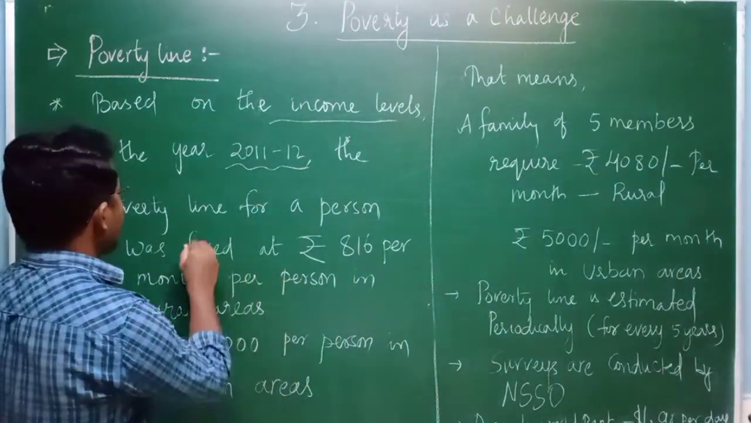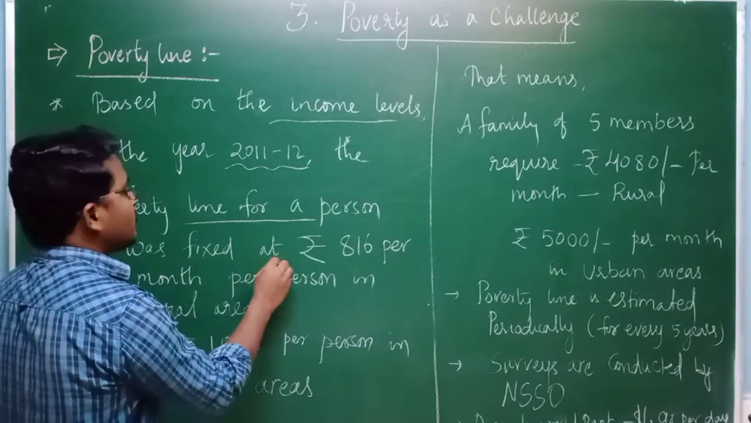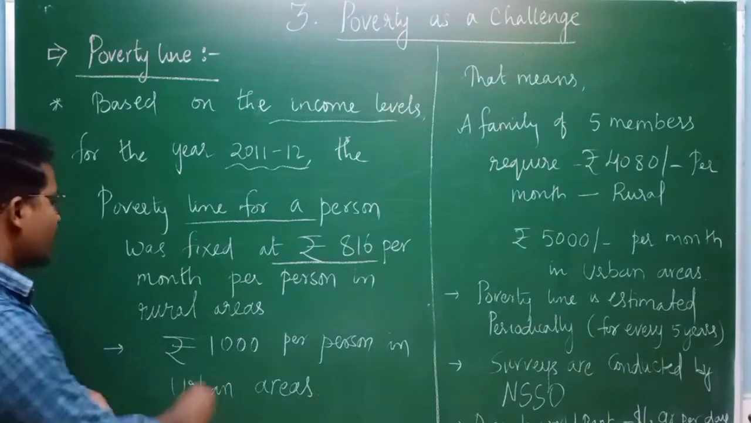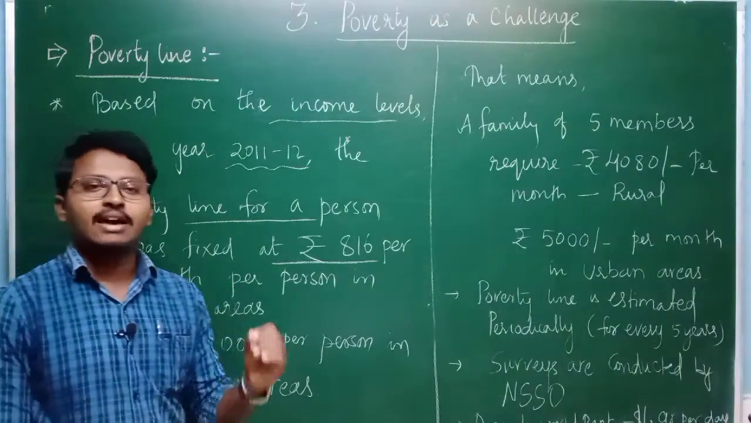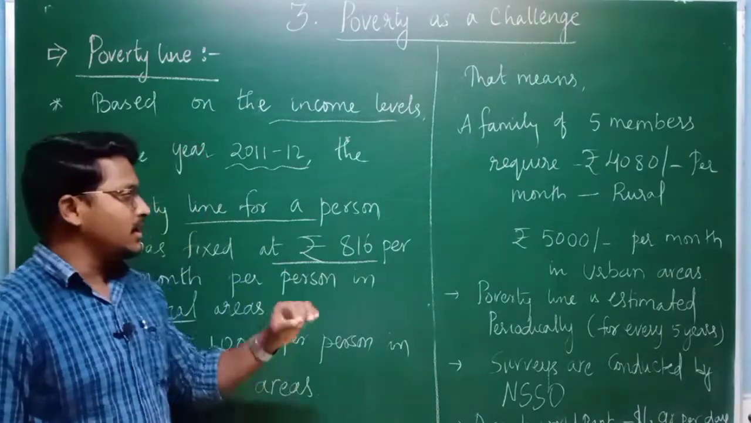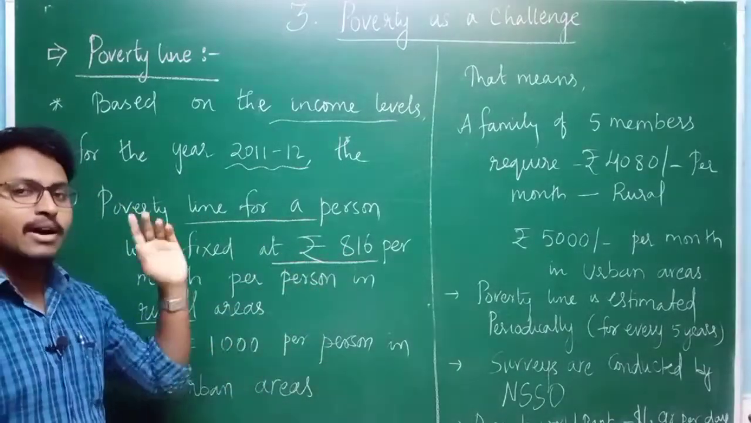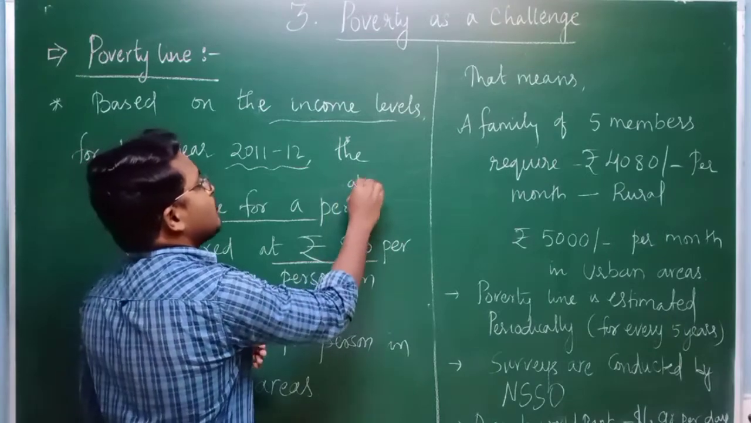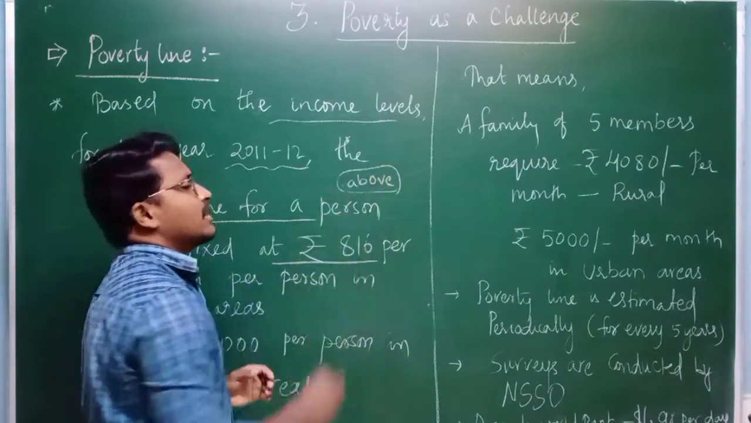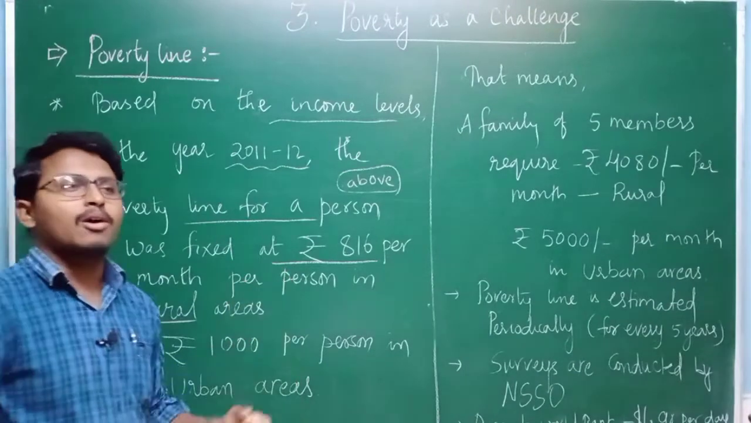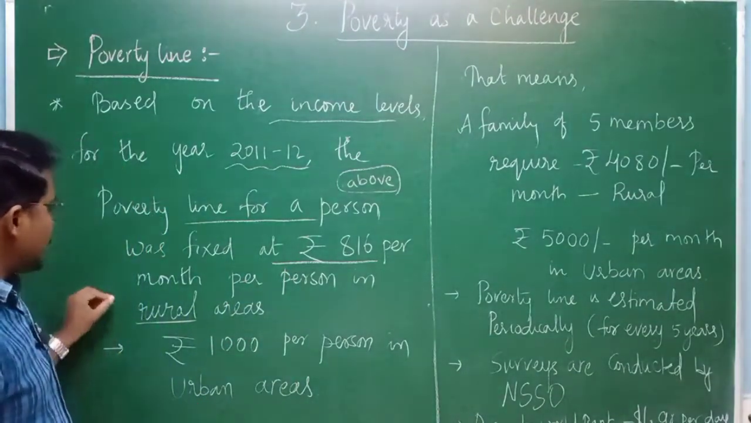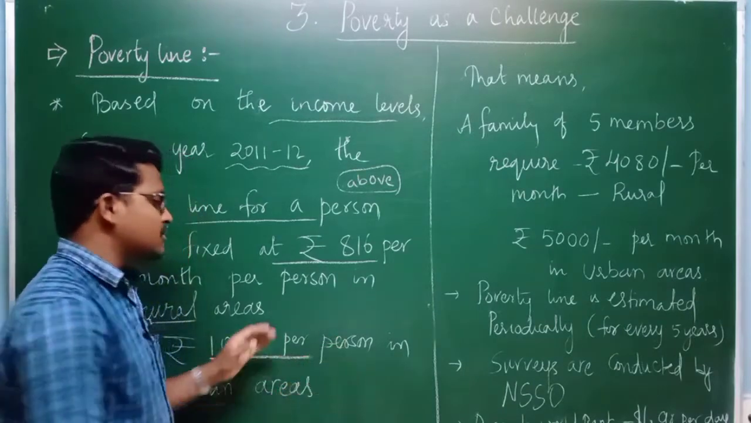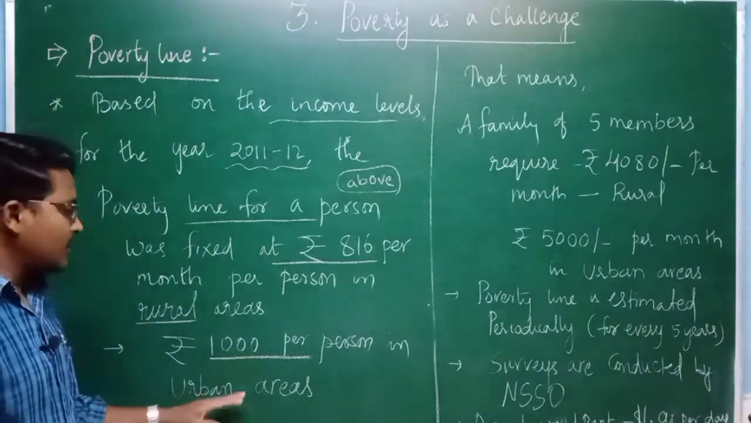For example, the poverty line for a person was fixed at 816 rupees per person per month in the rural areas. That means on average a person needs 816 rupees per month to qualify as living above the poverty line, or not coming under poverty. In urban areas, a person requires at least 1000 rupees per person per month.